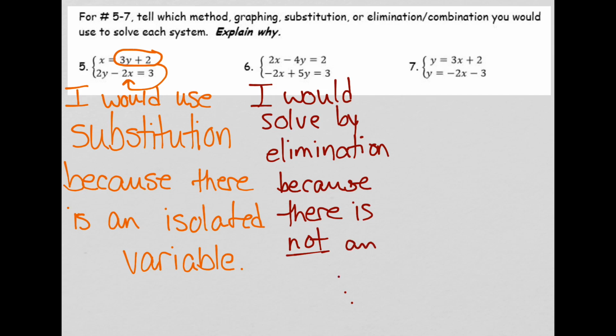Okay, hey, look at number 7. I see isolated variable, and therefore I would solve by substitution. If you said solve by graphing on this one, I probably wouldn't mark it super wrong. I mean, they're both isolated, like y equals this and y equals that. But graphing is usually not very fast or accurate, so probably substitution.